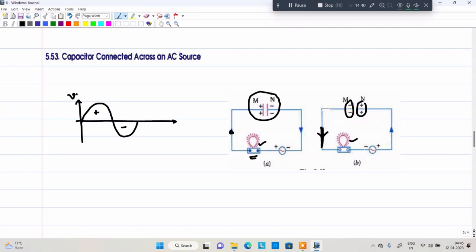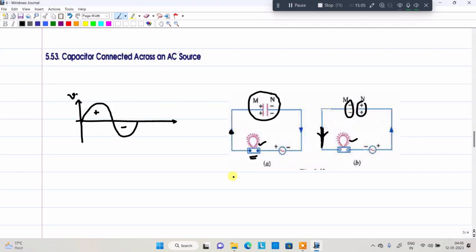The capacitor is charging once it reaches the positive half cycle, and again in the negative half cycle, the capacitor is discharging. Everything takes place from M to N, and the current directions are reversed. So in this process the lamp keeps glowing, as I already said.